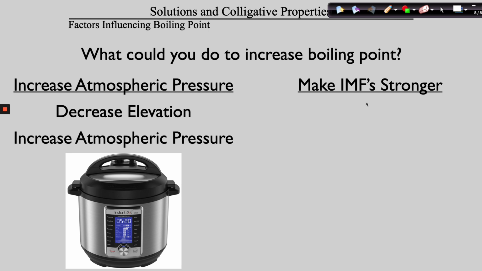Guys, what did you learn in the last lab? How do we make the IMF stronger? Add salt. But guys, generically, the answer is create a solution. Add salt to water, add sugar to water. Doesn't matter. If it dissolves, the boiling point goes up.